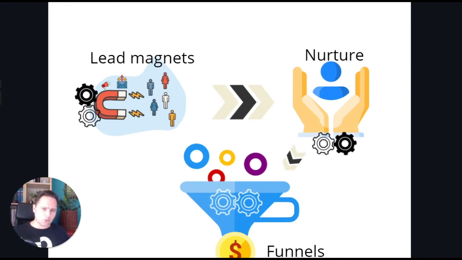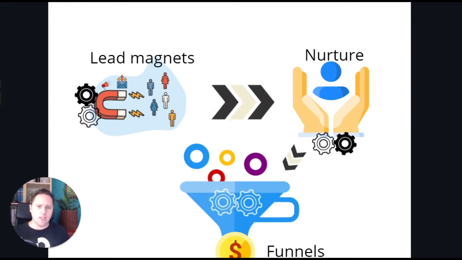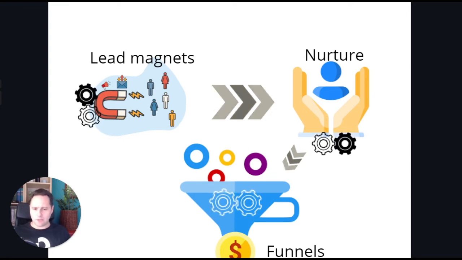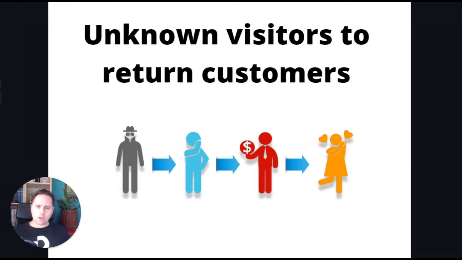And it's not only that. Sometimes you don't have such a funnel. Maybe you just have a website where you are selling stuff, different products. Maybe you have a web shop. Where marketing automation is really powerful is that you can turn your unknown visitors into return customers.